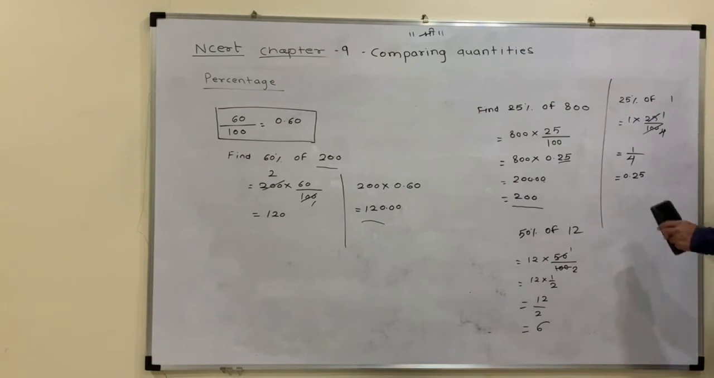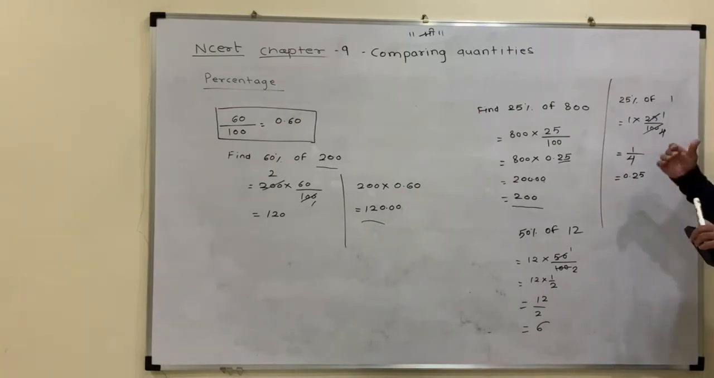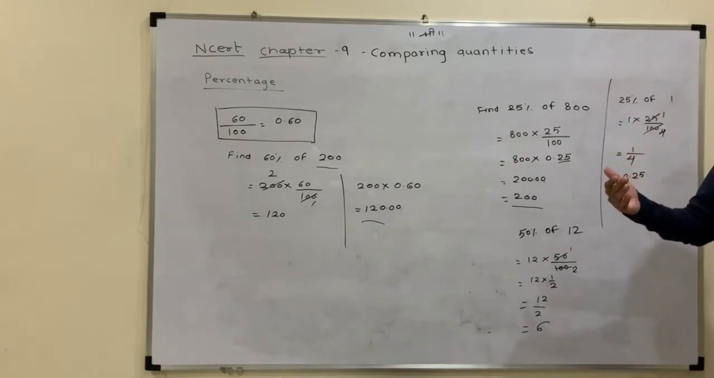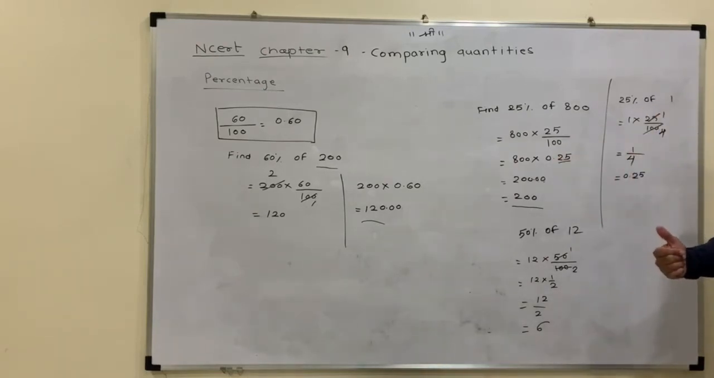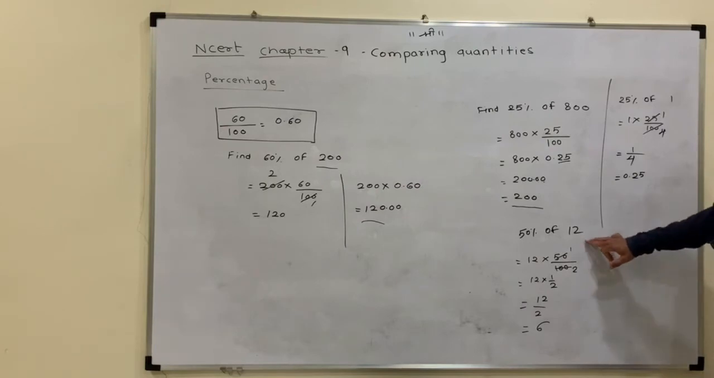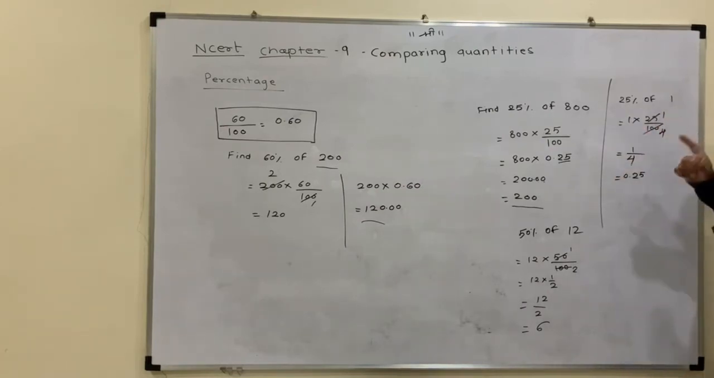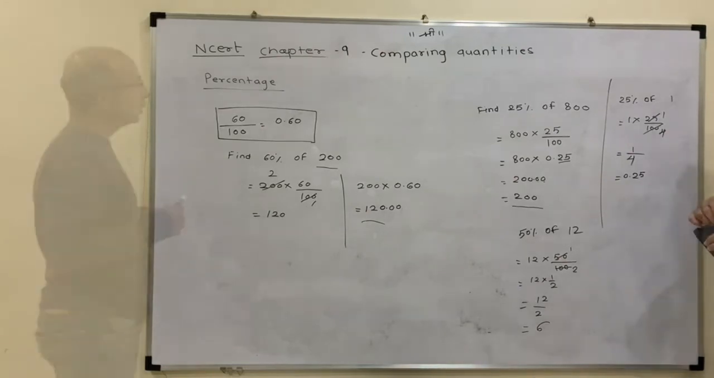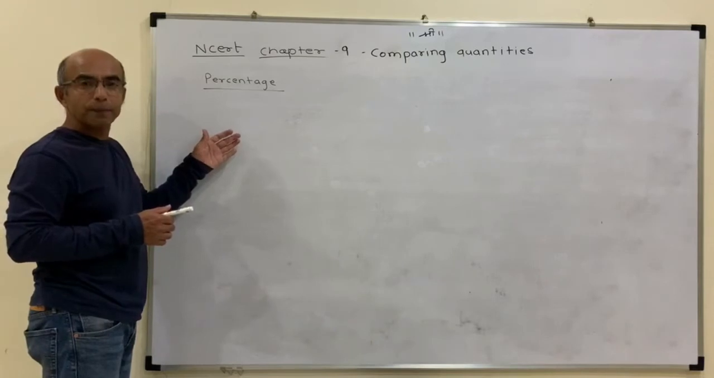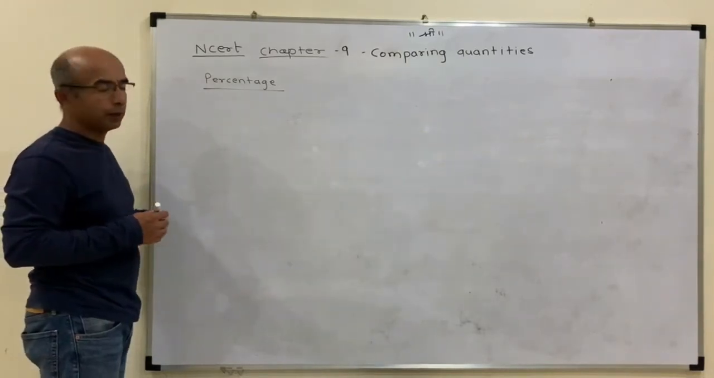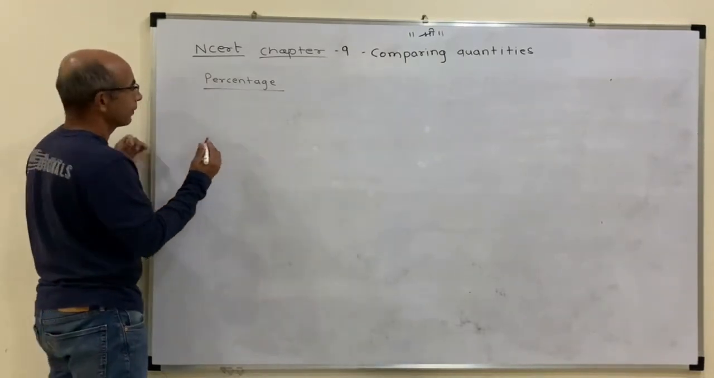Yeah. So what I am trying to tell you is you can find the percent value of a number which is less than 100 as well. 50% of 12 we found 6. 25% of 1 we found 0.25. Yeah, note it down. Now we have found how to find the percent of a given value. Now let's find it in another way.